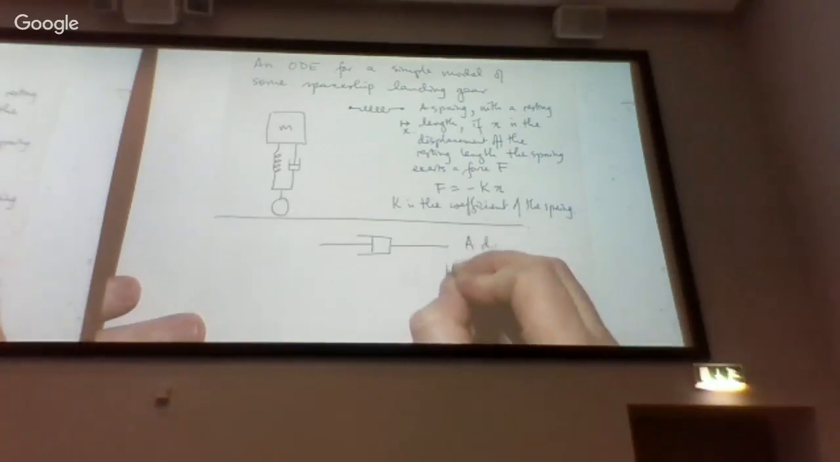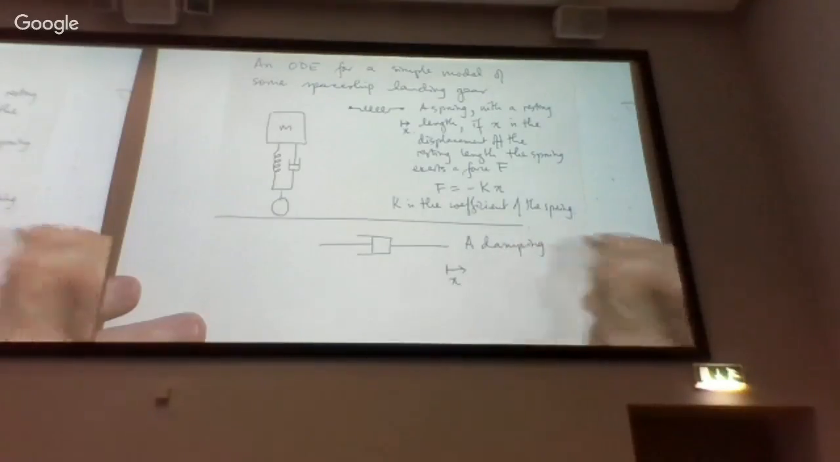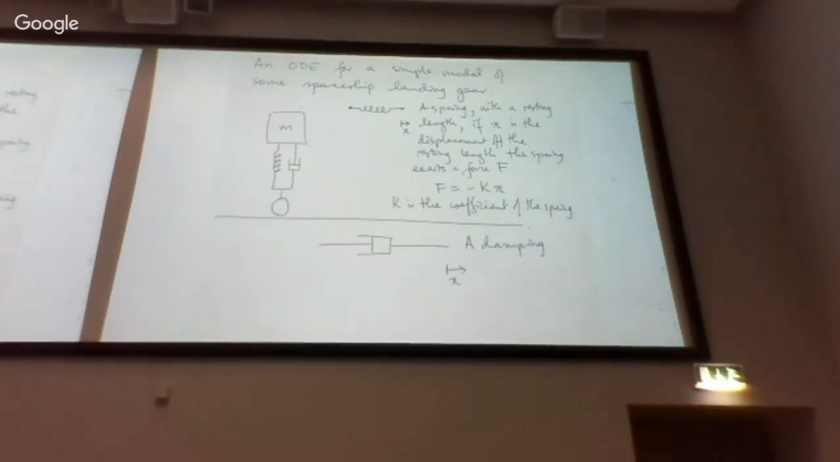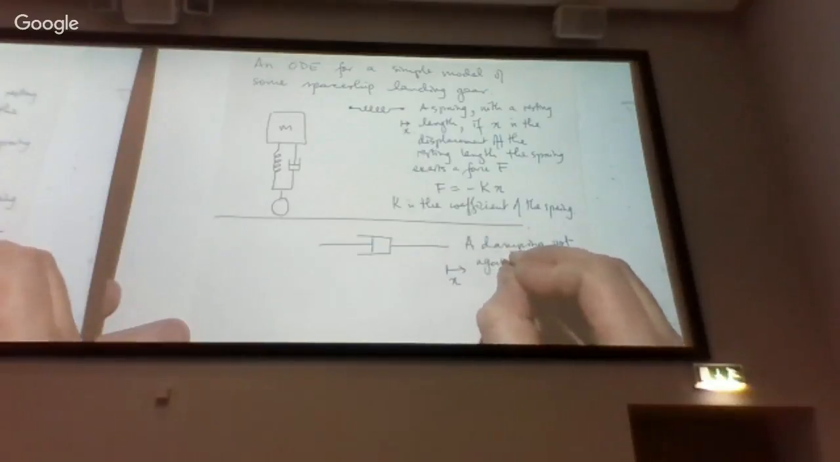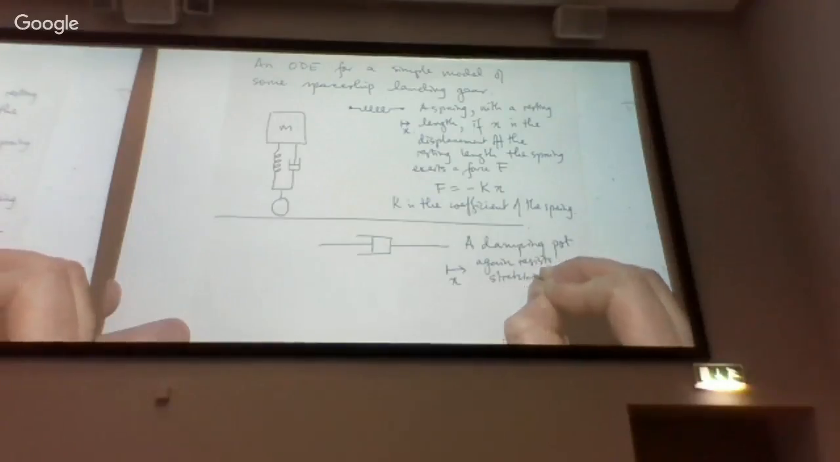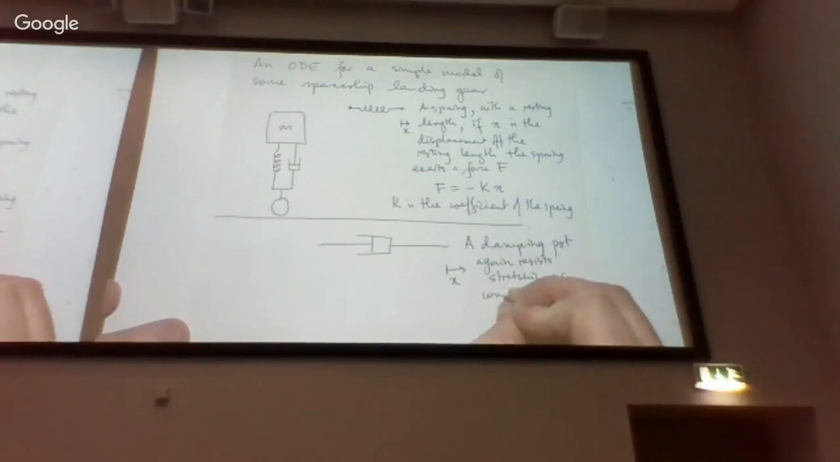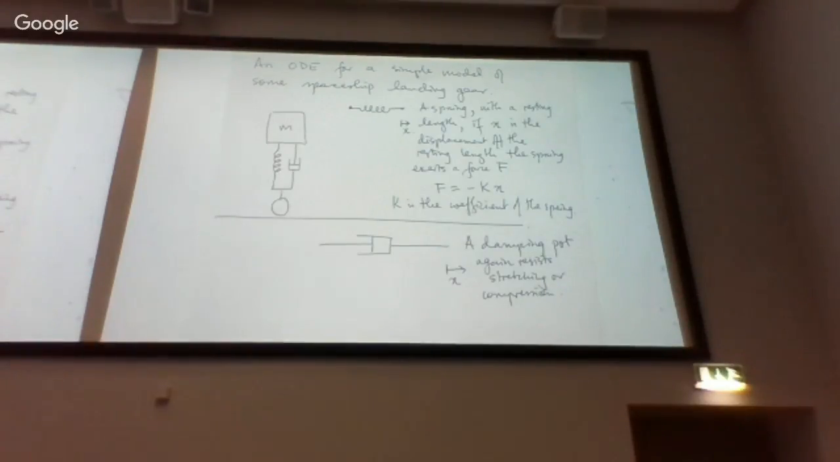So again, it'll have some kind of resting length, and we can use x to measure the displacement, whether you're trying to stretch it or contract it. So the damping pot, again, resists stretching or compression like a spring, but in a different way. The force that it exerts doesn't depend on the amount that you try to stretch it by or compress it, but the speed at which you try to do it.